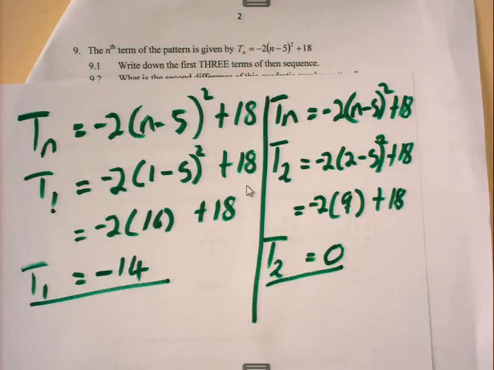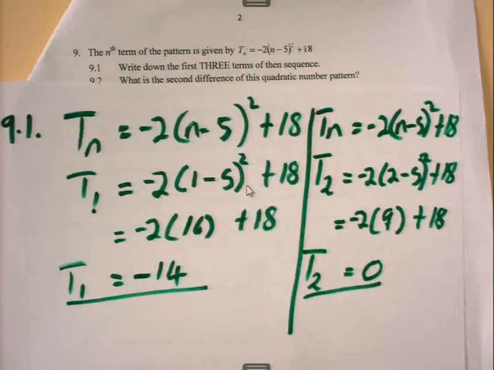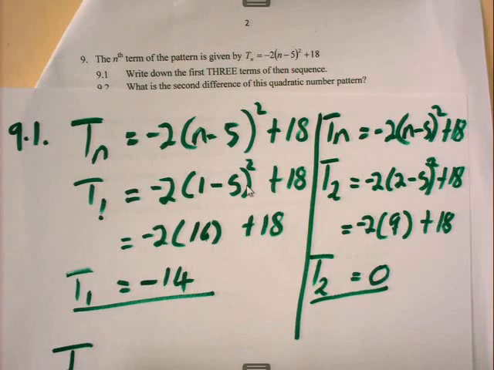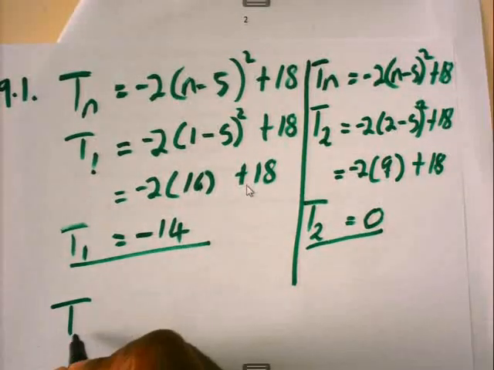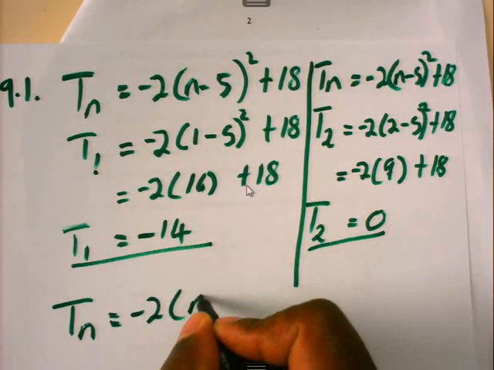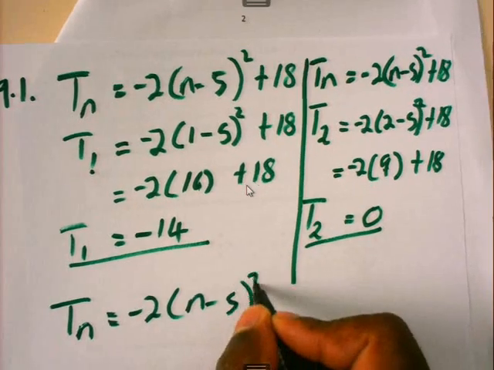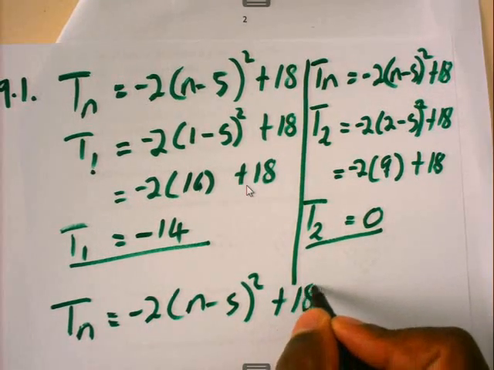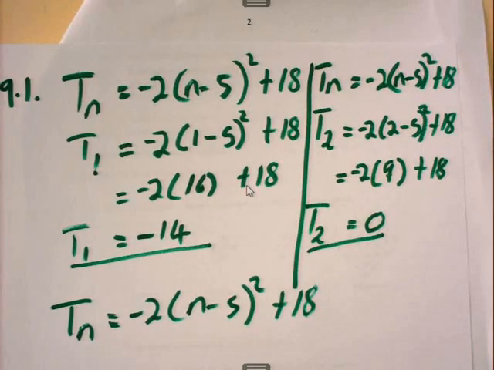The question states, write down the first 3 terms of the sequence. So we've already determined the first 2. In the very same way, let's determine the third term. Let's write down the formula. Tn equals minus 2 (n minus 5) all squared plus 18. Now, what do we do? We substitute n by 3.